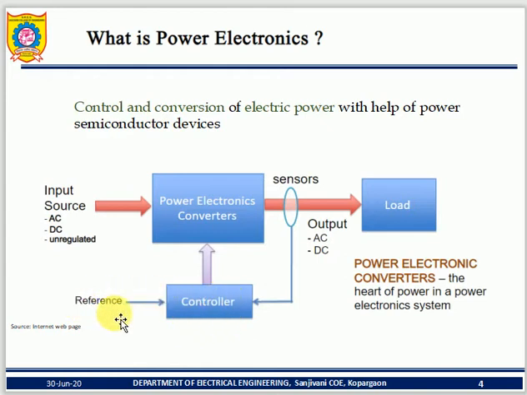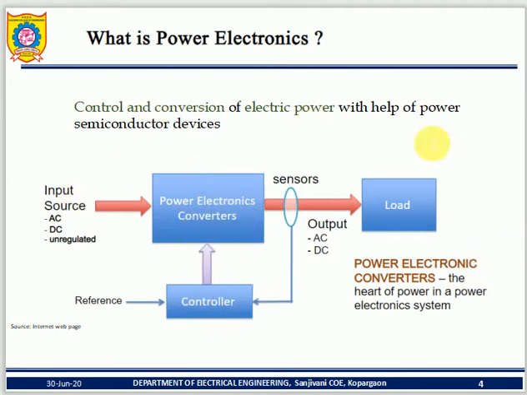The sensor signal is given to the controller. The controller compares it with the reference, or my expectation, and then produces the pulse. Based on the pulse, the concerned switch of the power electronics conversion turns on and off. The switch on and off command comes from the controller.